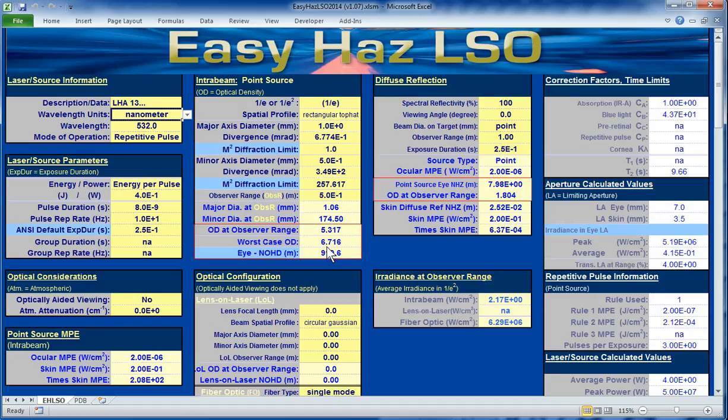You'll notice the worst case OD is 6.7. Yeah, these are significantly hazardous lasers. OD at observer range, though, of course, is only 5.3, and that's because the beam is so large with a 7 millimeter aperture, we're only passing 4% of the power through the limiting aperture.